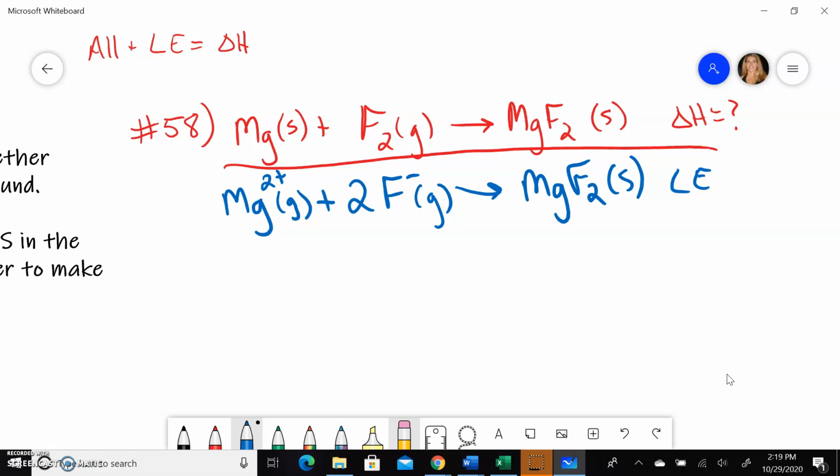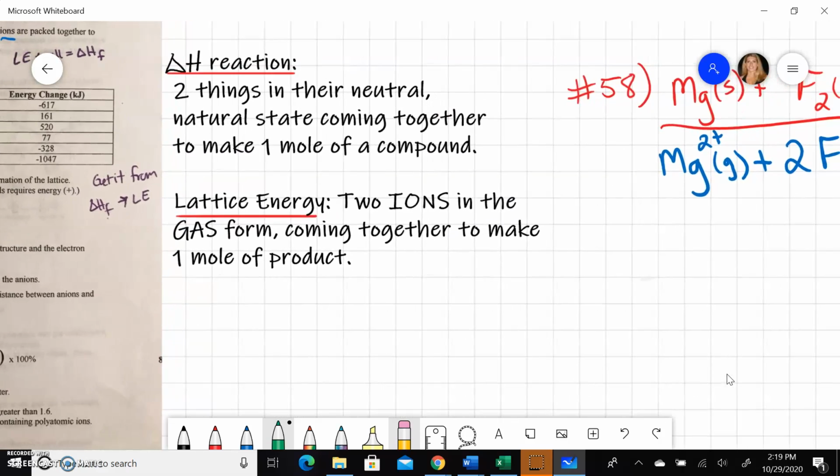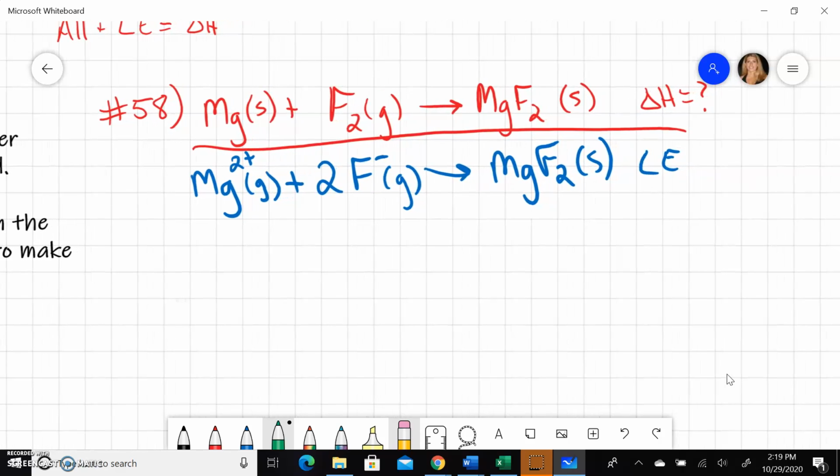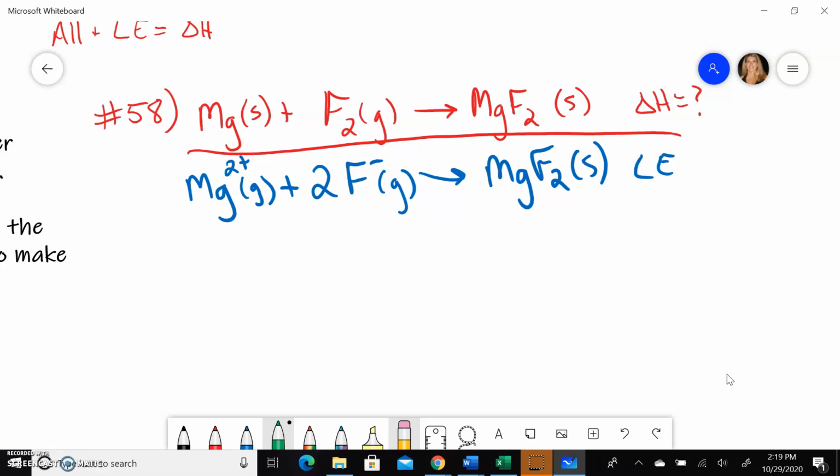Now that we have lattice energy, we're ready to write out the other steps. So what you want to do, just like it says over here, is get it to go from the delta H to the lattice energy. Starting with the red equation, we need to turn those reactants, the red ones, into the blue ones. So I'm going to start with that solid. And what I need to do is turn it into a gas, and I need to make it charged.